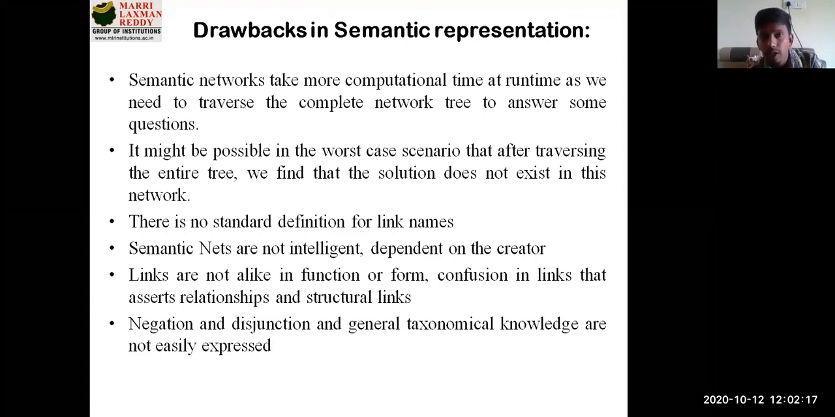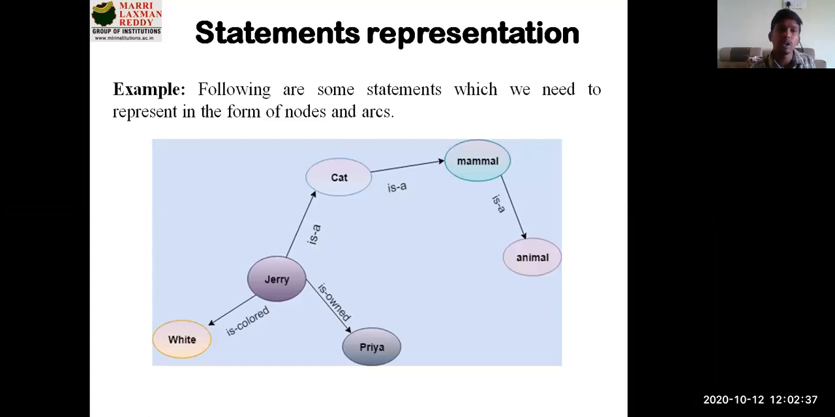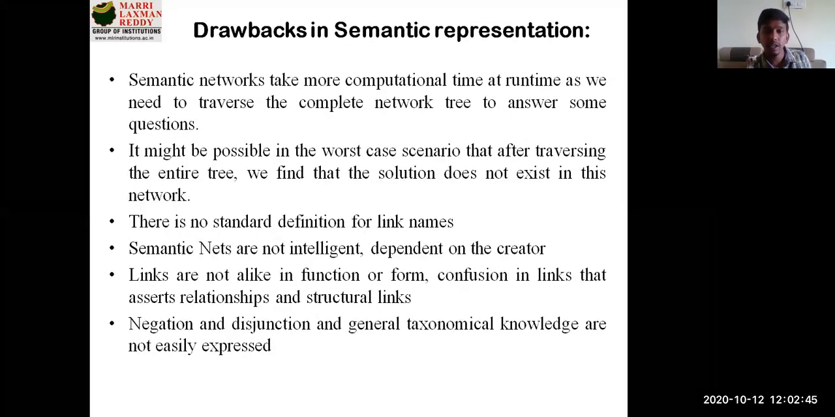So, talking about disadvantages or drawbacks in semantic representation. Basically, it needs a lot of time, and the computational time or runtime is very high, because we need to traverse the complete network to answer some question. So, here you can see, if I want to know who is the owner of a cat called Jerry, it needs to traverse the complete tree or network, and then give some answer. That is one important drawback with respect to semantic networks. It might be possible in the worst case scenario that after traversing the entire tree, we find the solution does not exist in this network.